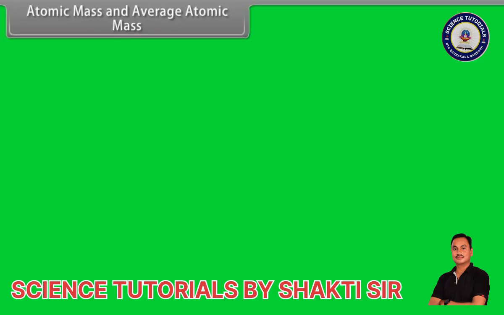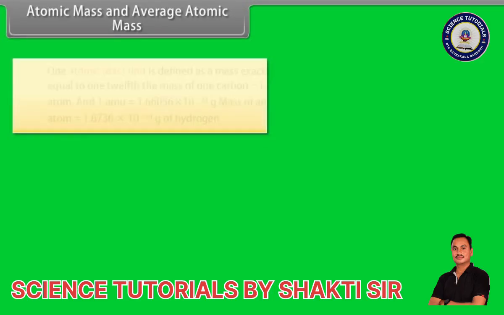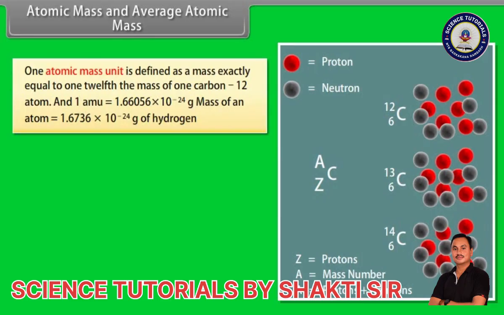Atomic mass and average atomic mass. One atomic mass unit is defined as a mass exactly equal to 1/12 the mass of one carbon-12 atom. And 1 amu is equal to 1.66056 × 10^-24 gram. Mass of a hydrogen atom is equal to 1.6736 × 10^-24 gram.